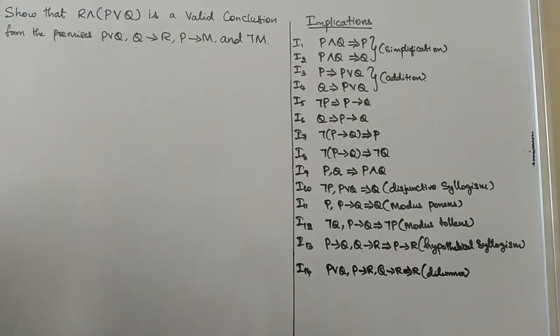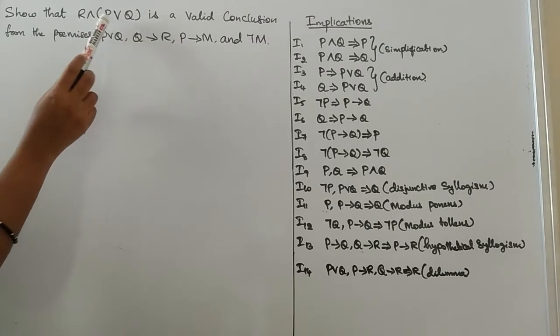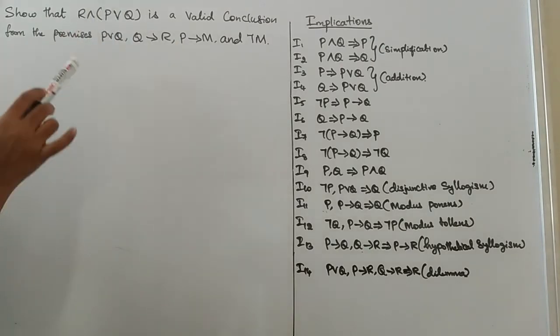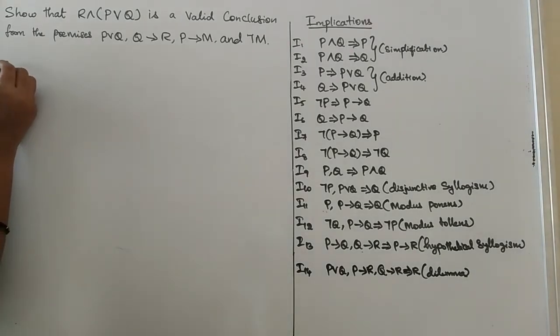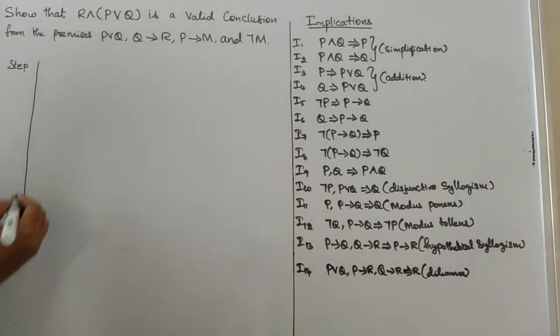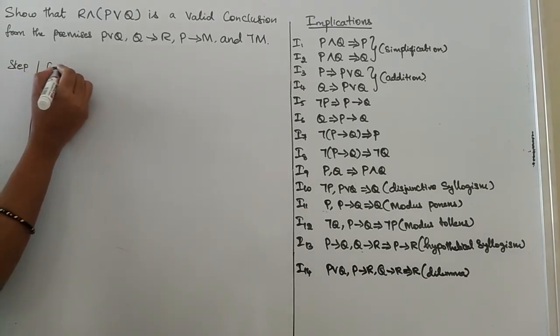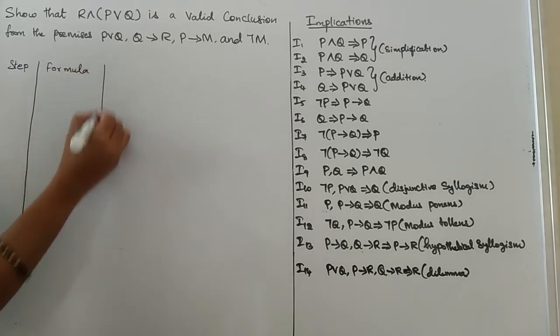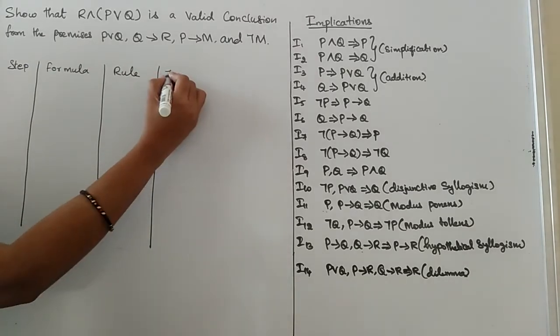What we have to conclude here is that we have to prove the statement R and (P or Q) is a valid conclusion from these premises. So as usual, we are going to make the table. We are going to tabulate the values. First I am writing the steps, then the formula, then the rule, then the justification.